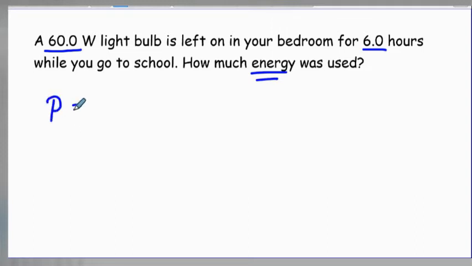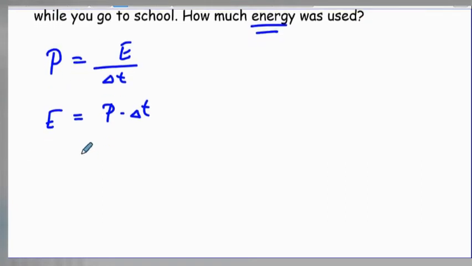Okay, so let's see. Our power is the change in energy, or the energy. I'm going to get rid of that. Don't need that there. Okay, so our power is energy divided by time. So with a little algebra, we see that energy is the power times the time. Now this is going to be the whole problem. Lots of sixes in this one. So this is going to be the power, which was 60 watts, multiplied by the time.